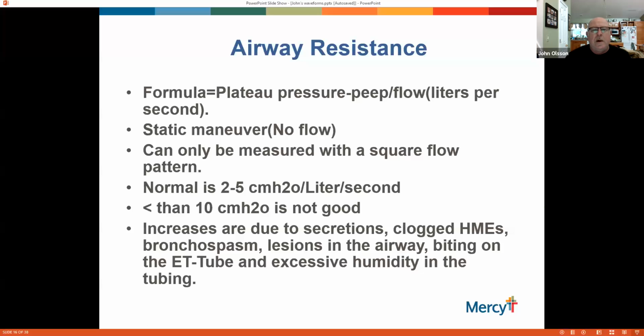You may have excessive secretions, or I know they use a lot of filters at the patient Y over there, the HMEs. They get clogged at times, so it's time to change your HME if it's going up and up and up. Bronchospasm, the patient's biting on the tube, or maybe there's fluid in the tubing that needs to get drained out. All right.